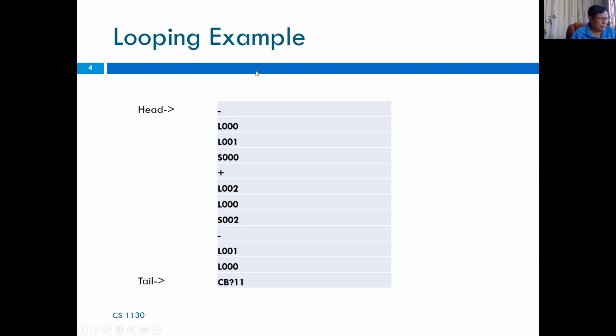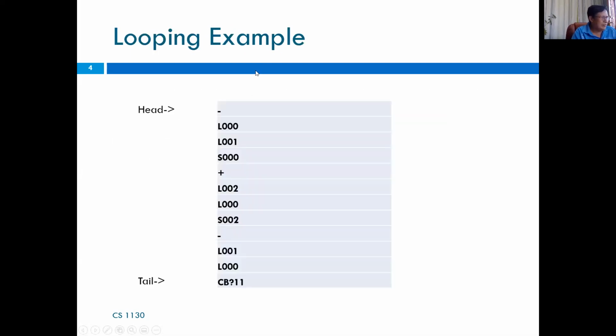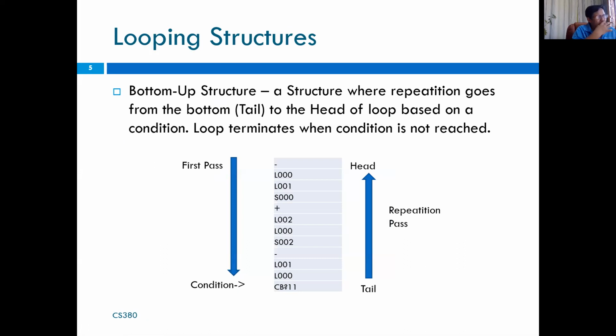So every loop will have a head and a tail. The head is the first command executed and repeated, and the tail is the last command. Now, looping structures. What are the different structures of loops? Usually there are two structures of repetition control structures. There's a bottom-up structure.